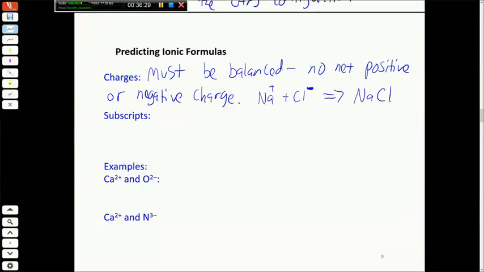And then, when we write the formulas for ionic compounds, we have subscripts that tell us how many of each of them there are. And for that, we want to use the smallest ratio possible.